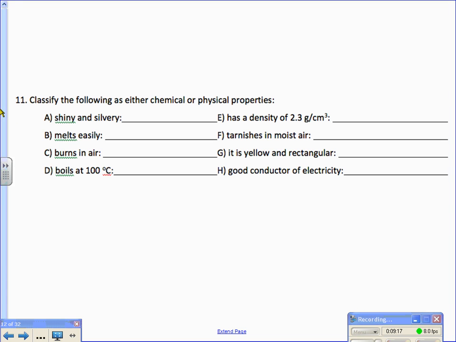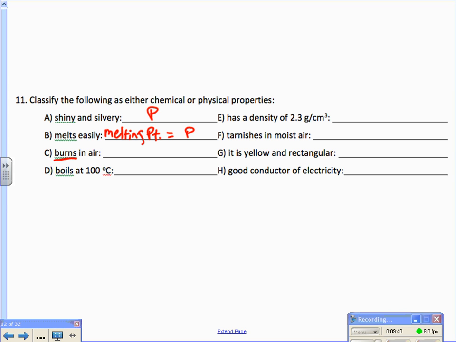Okay, classify the following as either a chemical or a physical property. Shiny and silvery would be a physical property. It melts easily. This is its melting point. That's a physical property.